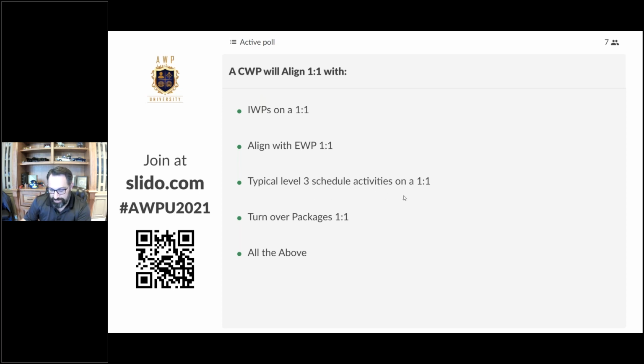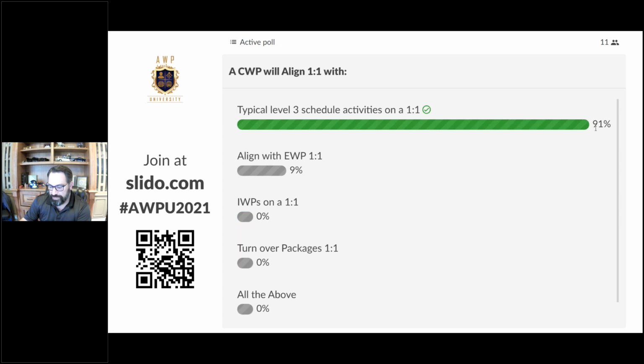Typical level 3 schedule activities on a one-to-one, that is for sure. Typical level 3 schedule activity is tied directly to a CWP, and I would hope that the nomenclature of the CWP is actually represented in that level 3 schedule note. So that's definitely a correct answer. Turnover packages on a one-to-one, definitely not a turnover package on a one-to-one to a CWP. So obviously that gives us the answer of one-to-one on the level 3 schedule.